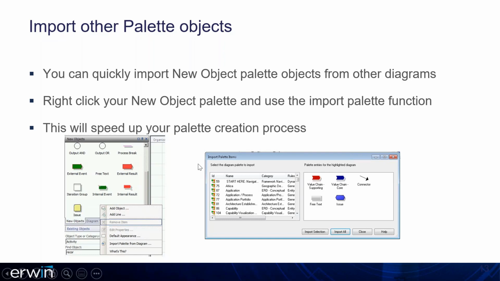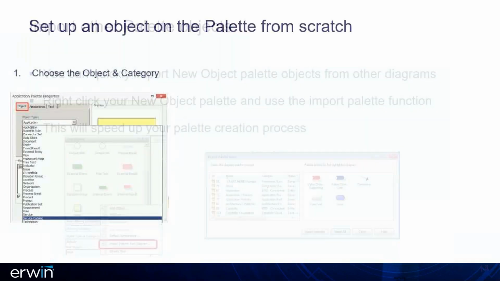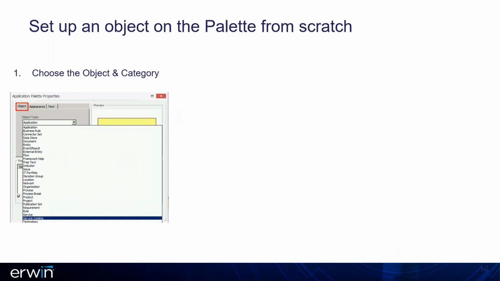Sometimes you're actually not going to be able to import things, but you will set up a palette from scratch. So in that case, you would right-click on the palette and create new object. So once you've chosen to add a new object on the palette, if you right-click and do Add Object, you can choose the object type that you're working with, so whether it's an application, a business rule, connector set, etc.